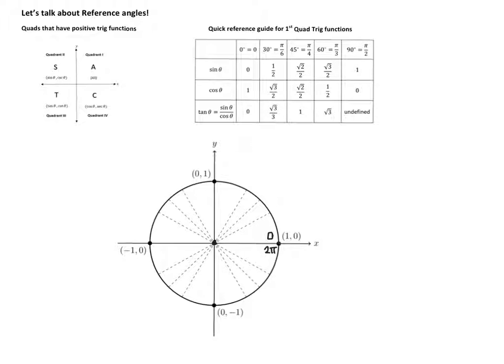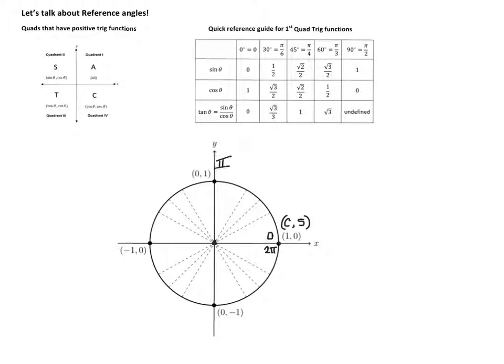A little trick to know is that the first number in that point, which is the 1, always represents the cosine. The second represents the sine. That's very handy to know. So in this case, the cosine of 0 degrees is 1. The sine is 0.